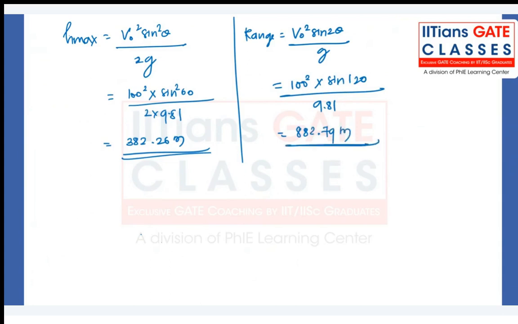Okay. Is it clear? Anyone have any doubt in this? Because in this question, we have solved majority of the things. We have calculated H max, the range, the velocity, and the horizontal and vertical distances as well. So in the next class, we will solve a couple of more questions on it. Also, we'll solve the homework question.